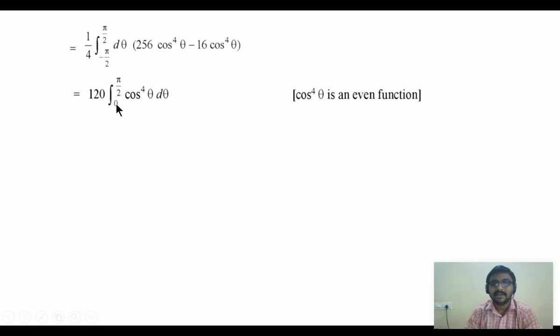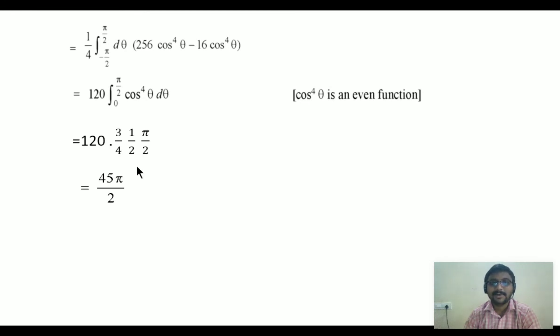Now we can evaluate the integral from 0 to pi by 2 of cos power n theta d theta. What is n here? n is 4. So evaluating this, we will have n minus 1 by n into n minus 3 by n minus 2 and so on, into 1 by 2 into pi by 2, whenever n is even. So using the formula and substituting here, that is 3 by 4, 1 by 2, pi by 2, and then simplifying we will get the result as the constant 45 pi by 2. It is the required result.